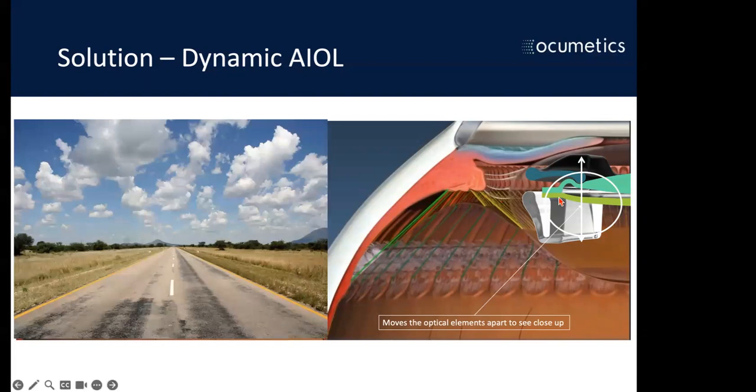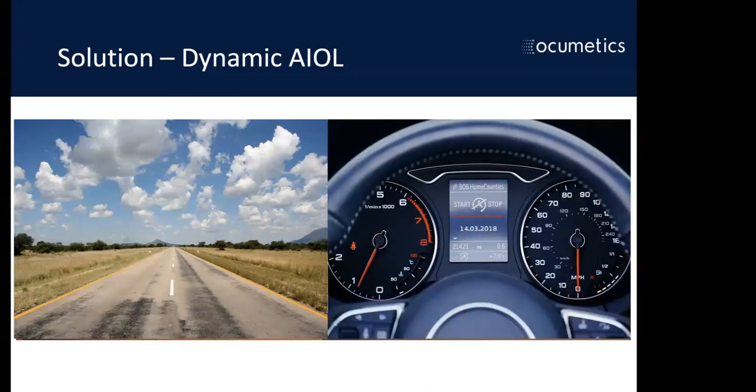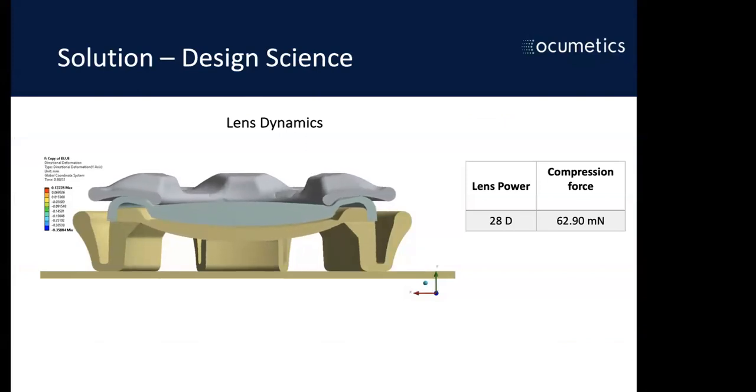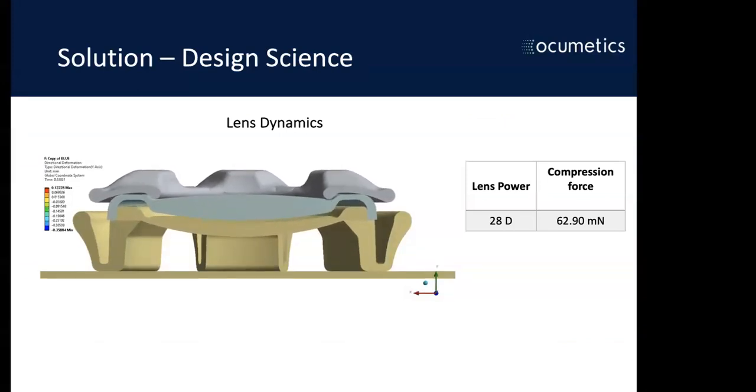By the same token, if we want to look close up, we move those two optical elements far away from each other, and that actually gives us our close-up vision or intermediate to close-up vision. The way we do that with the Ocumetics lens, and this is an animation of it, is we allow the muscle to push it down and allow it to release up. And the air that's in between there is what's actually controlling all of that.